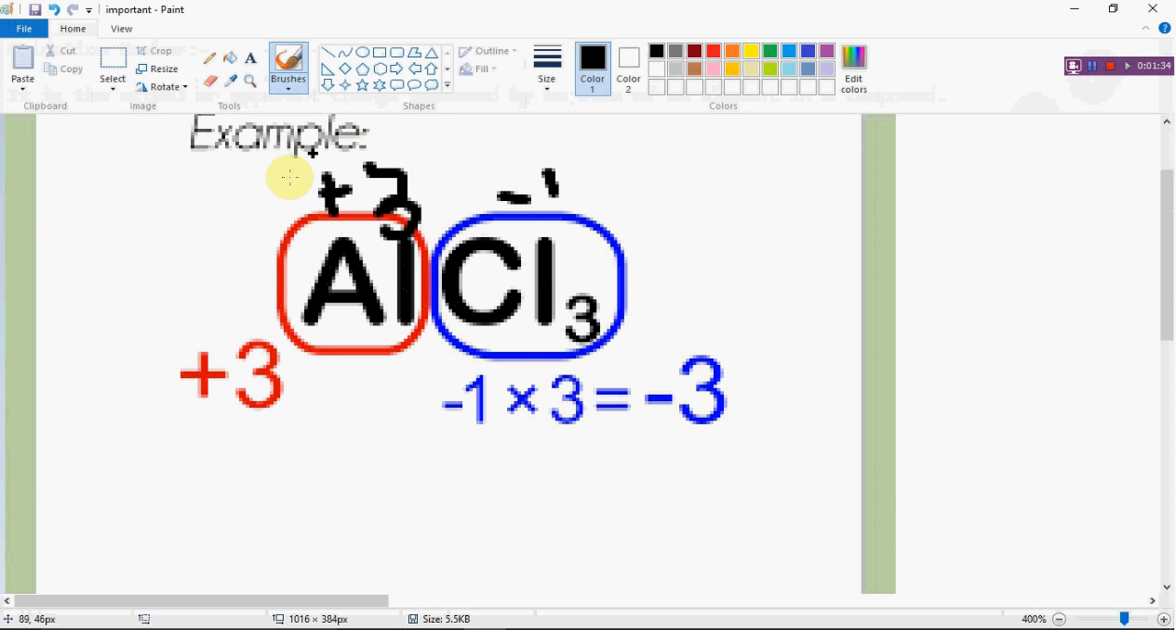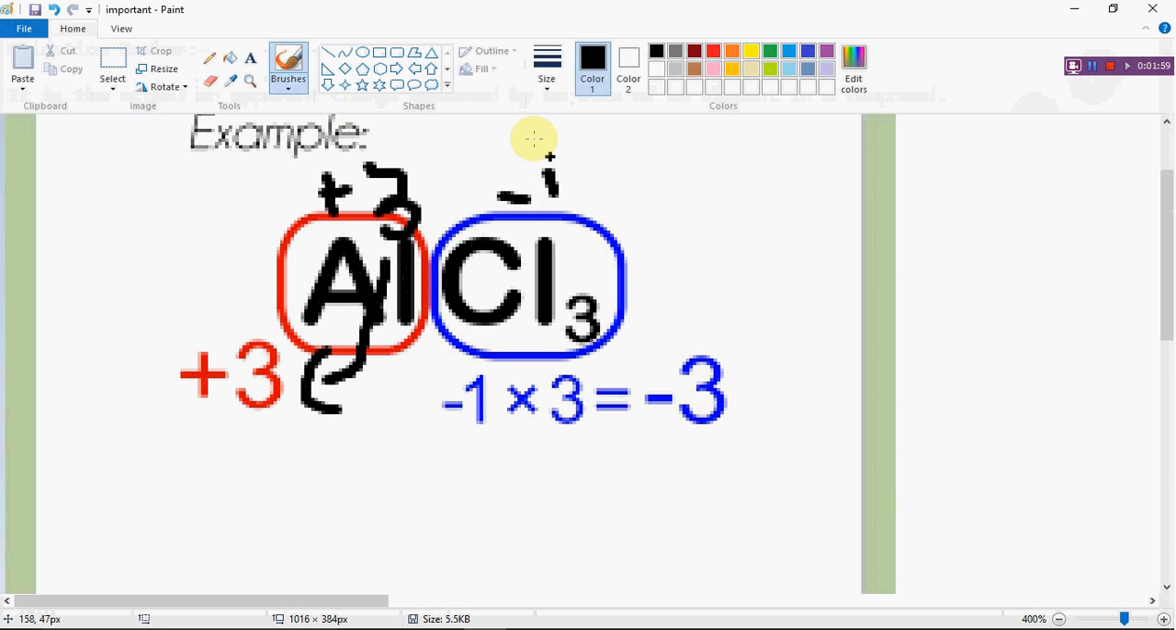We have defined oxidation number as the actual or apparent charge present in an atom of a compound. So the atom here is Al, and Al has donated 3 electrons, making it 3 times more positive than it was before. So it gains the oxidation state of +3, and this is -1, right?